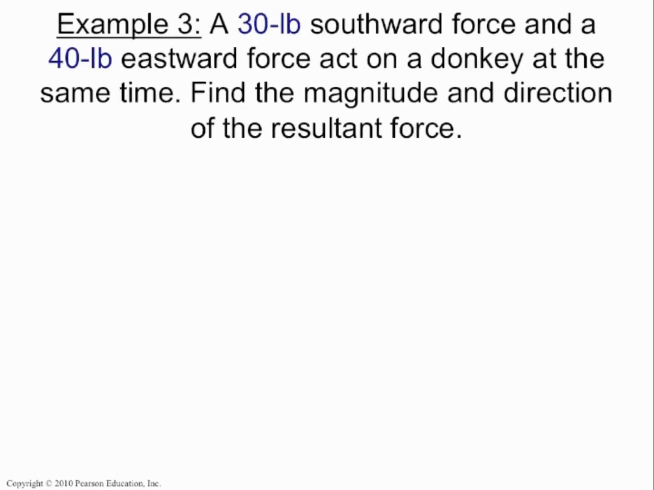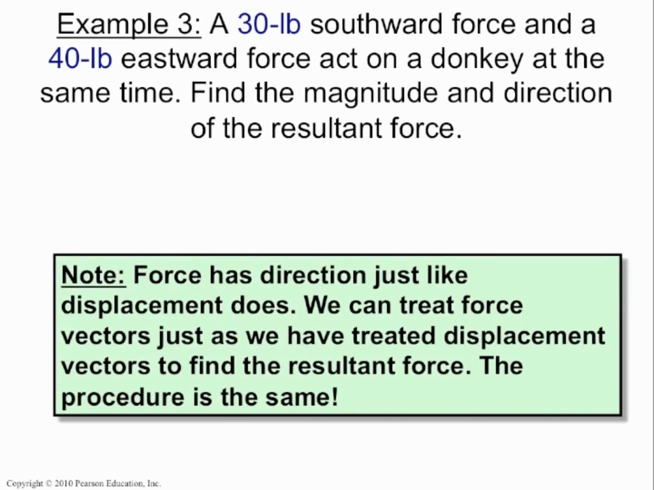Example 3. A 30-pound southward force and a 40-pound eastward force act on a donkey at the same time. Find the magnitude and direction of the resultant force. Alright, so quick note. Force has direction just like displacement does. You can have an upward force, a downward force, an eastward force, a westward force, whatever. So we can treat force vectors just as we have treated displacement vectors to find the resultant force. The procedure is the same.